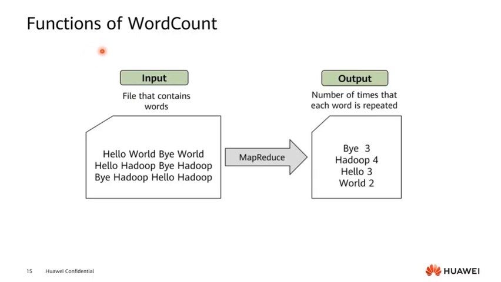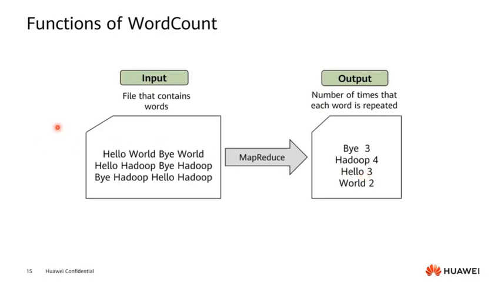The input is a file containing 3 sentences. Hello world, bye world. Hello Hadoop, bye Hadoop. Bye Hadoop, hello Hadoop. The output is the result, showing the number of times each word appears in the input file. The word Hadoop appears 4 times: none in the first sentence, and 2 times in each of the second and third sentences respectively. We can check other words to prove the result is correct.